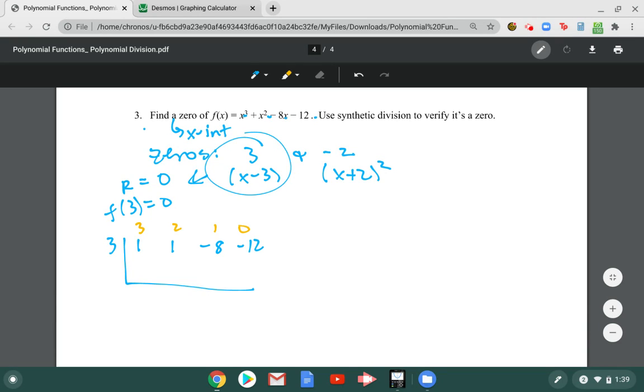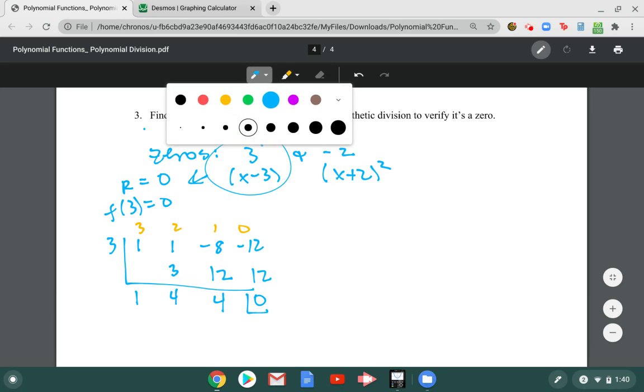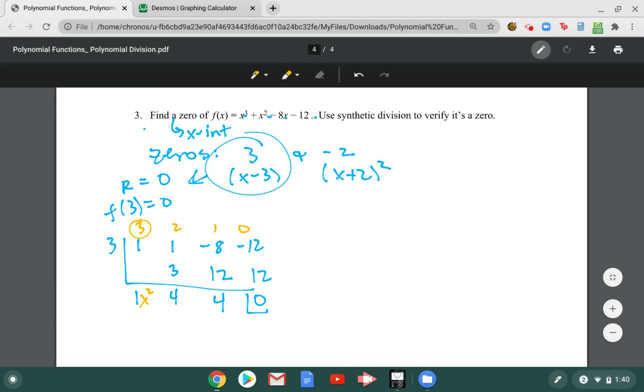So I go down, 1 plus nothing is 1. 1 times 3 is 3. 1 plus 3 is 4. 4 times 3 is 12. Negative 8 plus 12 is 4. 4 times 3 is 12. And sure enough, I have remainder 0. Let's take a look at what the quotient is. This was degree 3, which means that this drops to degree 2: x squared plus 4x plus 4. So because of that remainder, I verified that 3 is a 0.